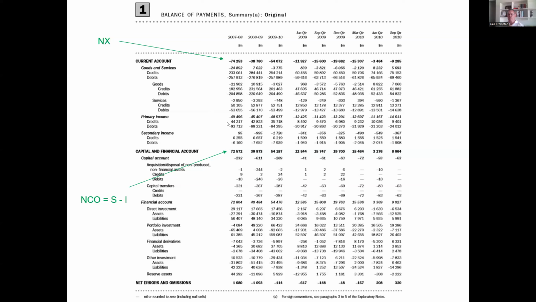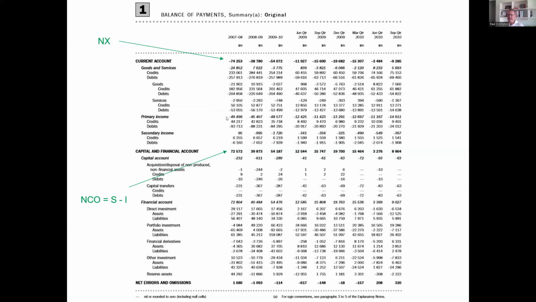They paid us 44.217 because, of course, we own some foreign bonds and we own some foreign shares. And the 44.217 billion is the return on those shares. But we're only interested in the net position, and the net position is minus $49.496 billion. And that was a net outflow of money.